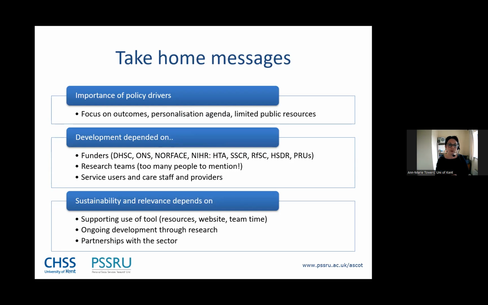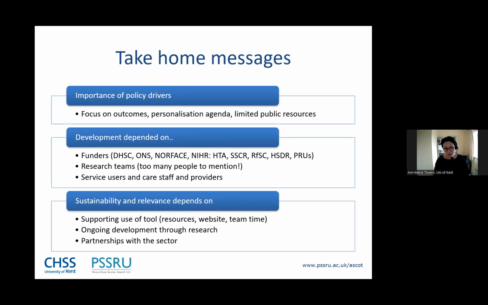And of course, we couldn't have done any of it without the participation of people drawing on care and support, the care staff and the providers who have supported us by taking part in the studies, really influencing the direction of travel with ASCOT, which has been absolutely key.